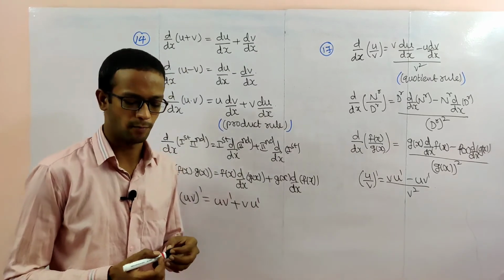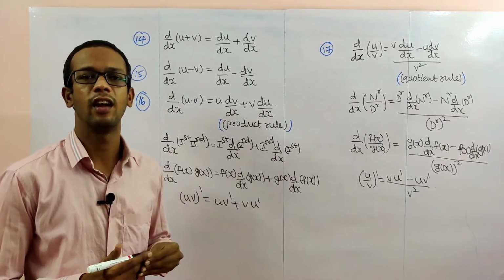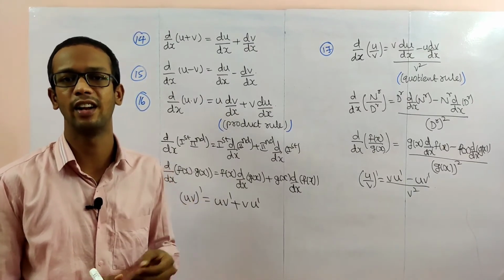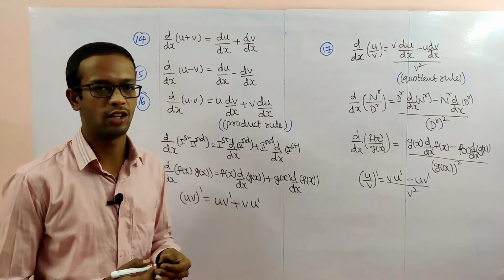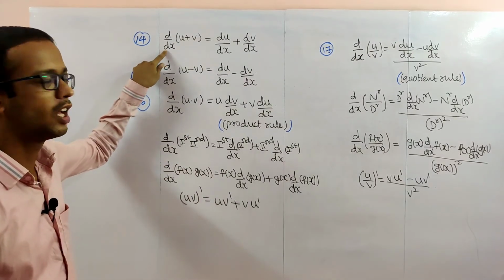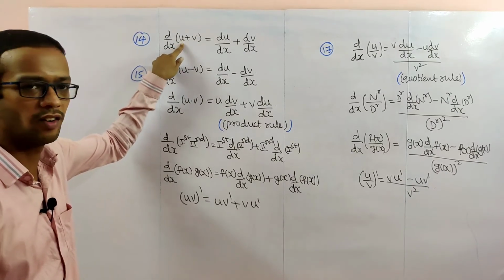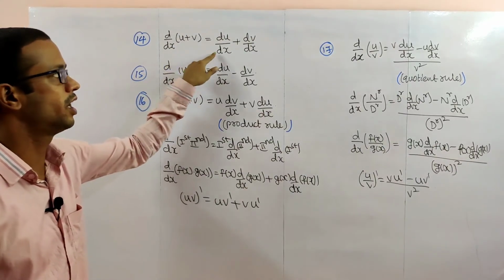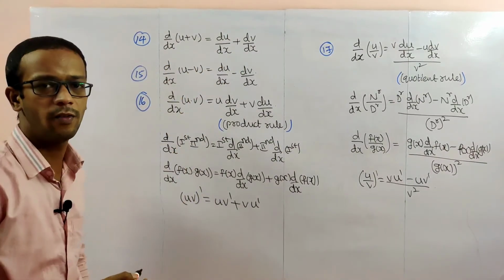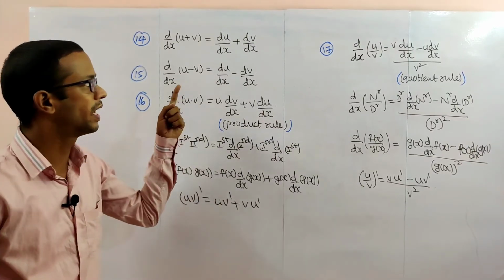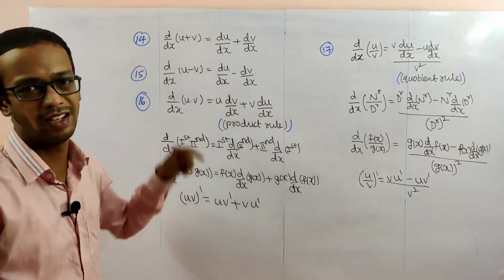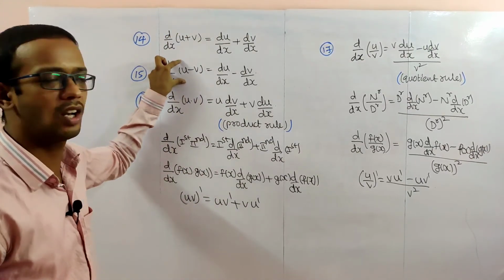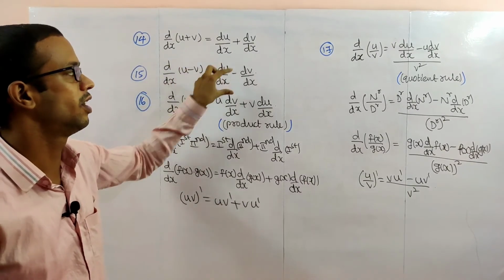Next, some more formulas. These formulas are called the algebra of derivatives. Algebra means addition, multiplication, subtraction and division. So the algebra of derivatives we can see here. The 14th one: d by dx of u plus v, where u is one function and v is another function. Then just differentiate separately: du by dx plus dv by dx. If you take f of x, g of x also, no problem. It is the derivative of u plus the derivative of v. Subtraction is also the same: du by dx minus dv by dx.